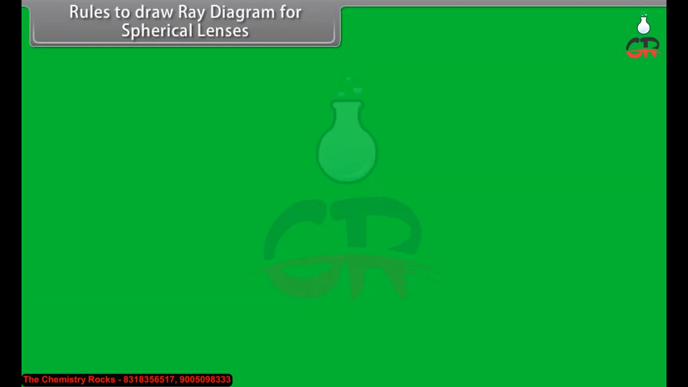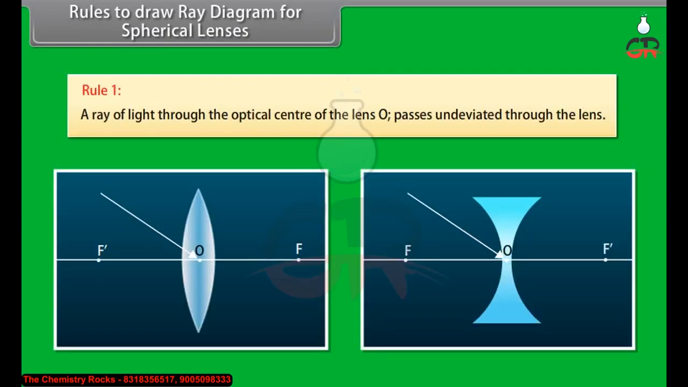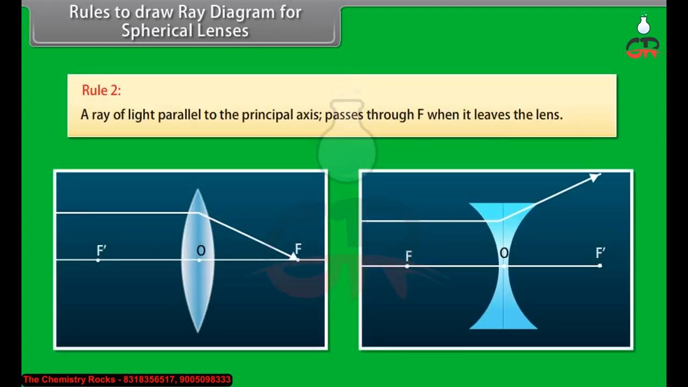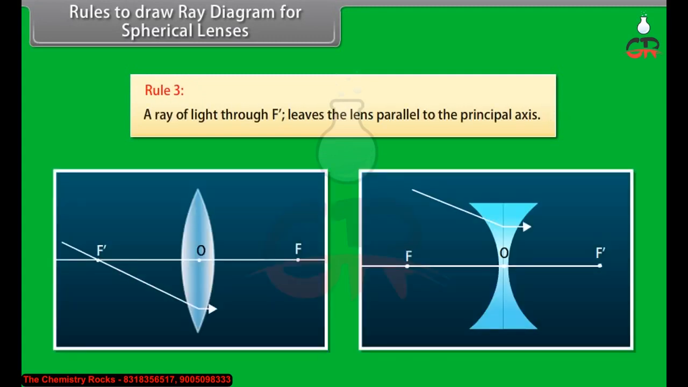Rules to draw ray diagrams for spherical lenses. Rule 1: a ray of light through the optical center of the lens, O, passes undeviated through the lens. Rule 2: a ray of light parallel to the principal axis passes through F when it leaves the lens. Rule 3: a ray of light through F' leaves the lens parallel to the principal axis.